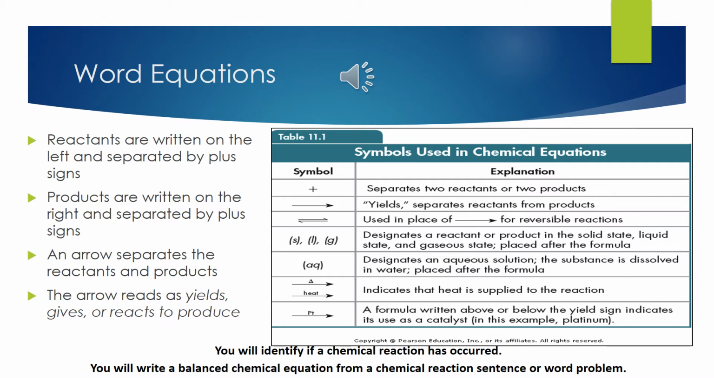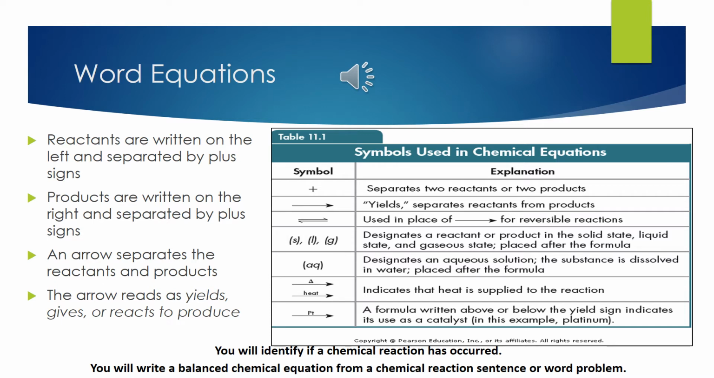The symbols are plus, arrow to the right, double arrows for reversible reactions, the state symbols, the aq symbol, a triangle for heat, and an arrow with Pt above it. The plus sign separates two reactants or two products. The arrow yields separates reactants from products. The double arrow is used in place of the arrow for reversible reactions.